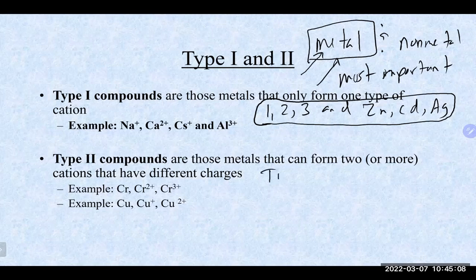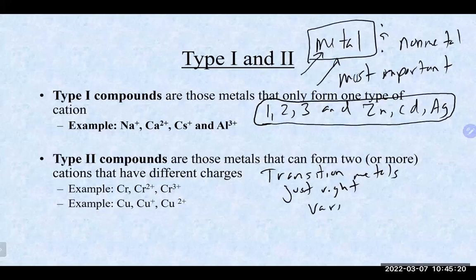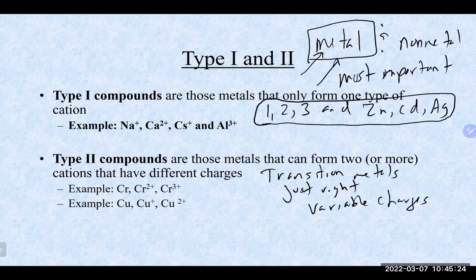Those are our transition metals. And just to the right, as I drew on that periodic table a minute ago, these are the guys that have variable charges. And we're talking again about the metal. So the metal could have different positive charges depending on the situation. So for example, here we look at chromium. Chromium could be +2 or +3 in certain situations. Copper, for example, here can be +1 or +2 in other situations, depending on what is there.